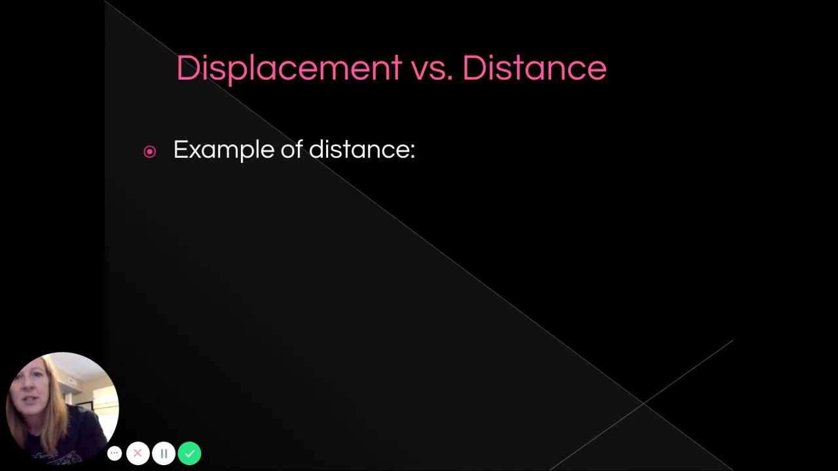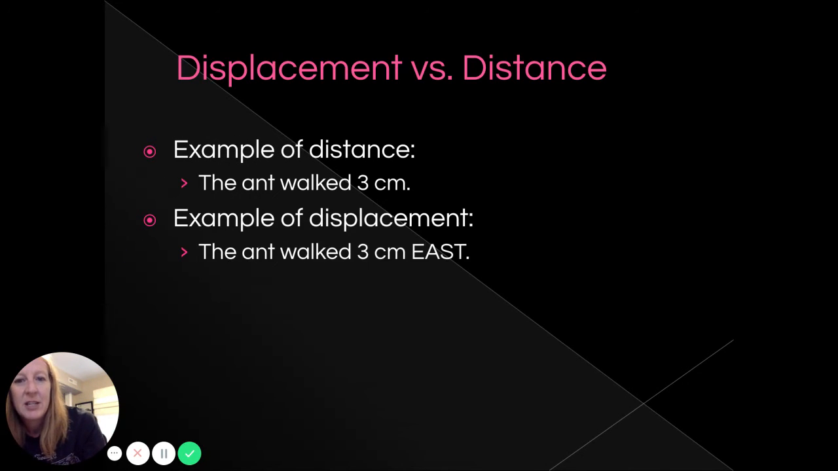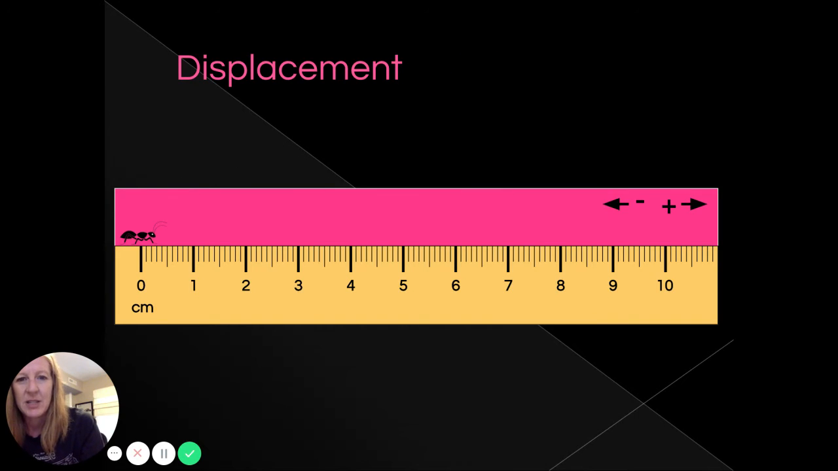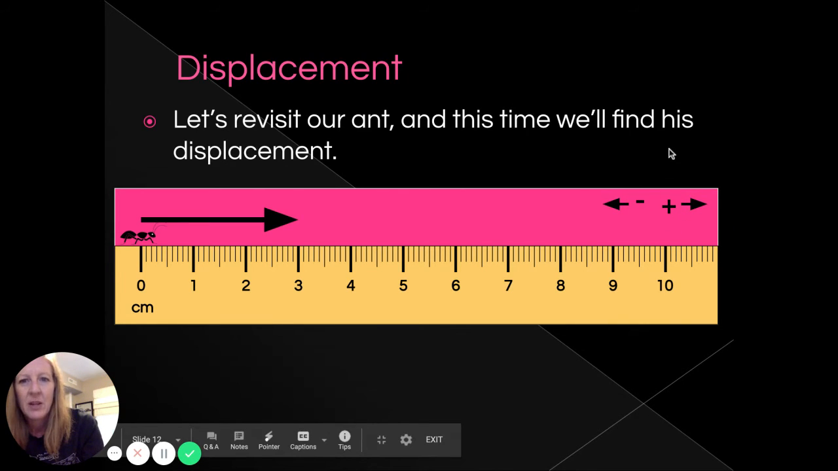Distance versus displacement. An example of distance: the ant walks 3 centimeters. Displacement: the ant walked 3 centimeters east. So when we talk about displacement, direction matters. An object's distance traveled and its displacement are not always the same. So again, here's my little ant, and you guys will see in terms of displacement, there's a positive and a negative direction.